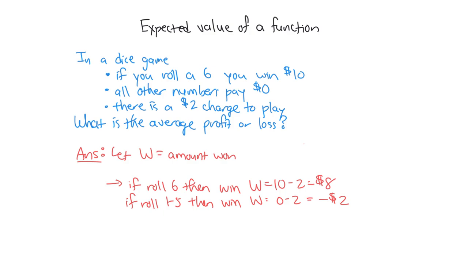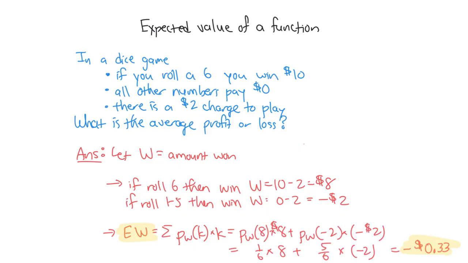To answer this, we can define a random variable W. This is the amount you win. So if you roll a 6, your winnings are $10 minus your $2 entry fee, so $8. If you roll any number from 1 to 5, the winnings are $0 minus your $2 entry fee, so you lose $2. The expected value, or average profit loss, is given by the formula for expectation. Plugging in the numbers that have been given here, you find that on average, you are going to lose 33 cents.